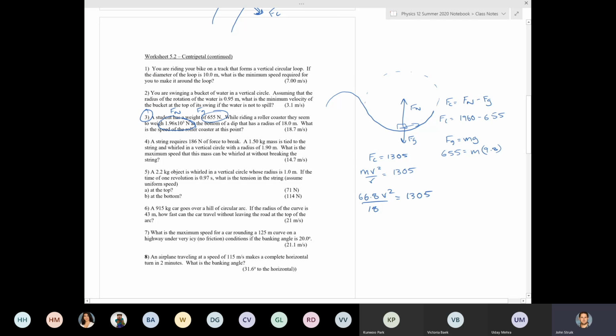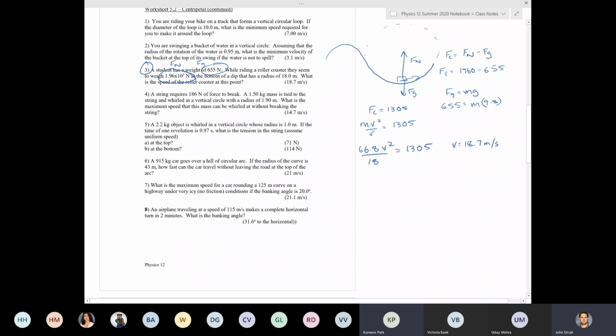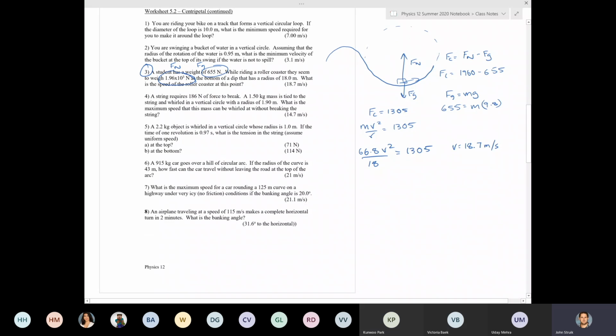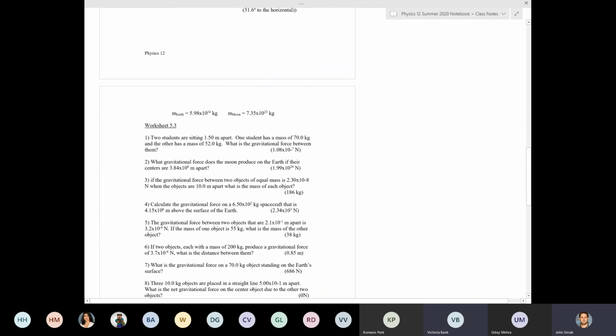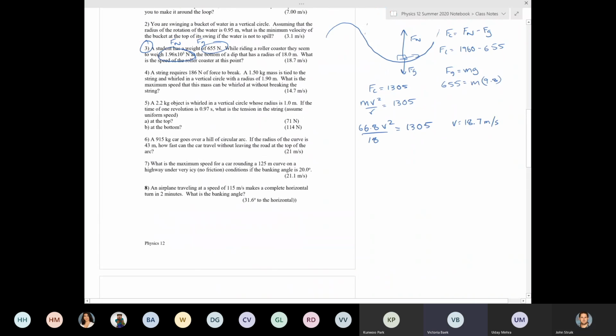And then we're going to take that 1305, multiply it by 18, divide by 66.8, and then square root, and we get 18.7 meters per second. Okay, does that make sense? Yep. Thank you. Okay. So yeah, the seem to weigh part is Fn. It's the normal force. Could you go over question 4 and 8 from the same worksheet?